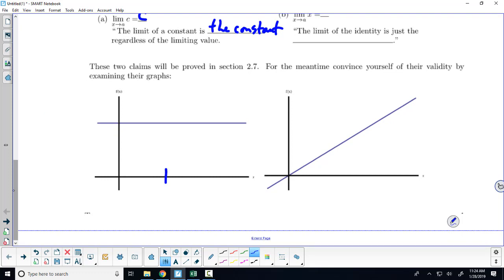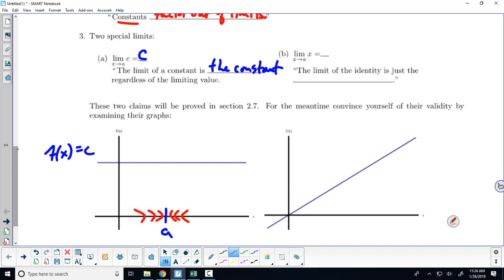If this is the graph of f of x equals the constant c, and here's the limiting value a, what does it appear the y values approach as I approach a? C. They appear to be approaching c. That's what we've just said. The limit of a constant is just that constant.